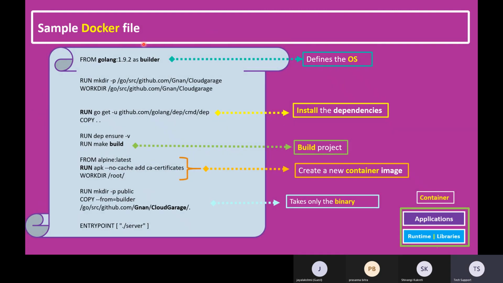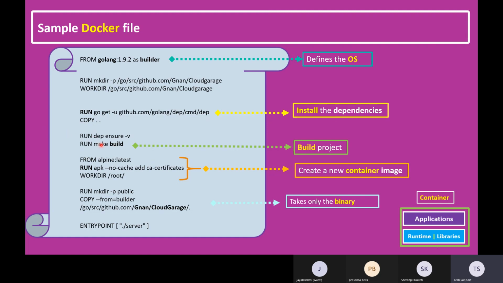So this is the Dockerfile. I just highlighted some key items here. Suppose the first line refers to Go language 1.9.2 as a builder. It defines which operating system or which application we are going to install, and run the make directory. Make directory means create a directory, one folder, and we are creating one folder in GitHub. Once we create one folder in GitHub, on top of that, we are going to run our dependencies. So install the dependencies. This is the code to install the dependencies.